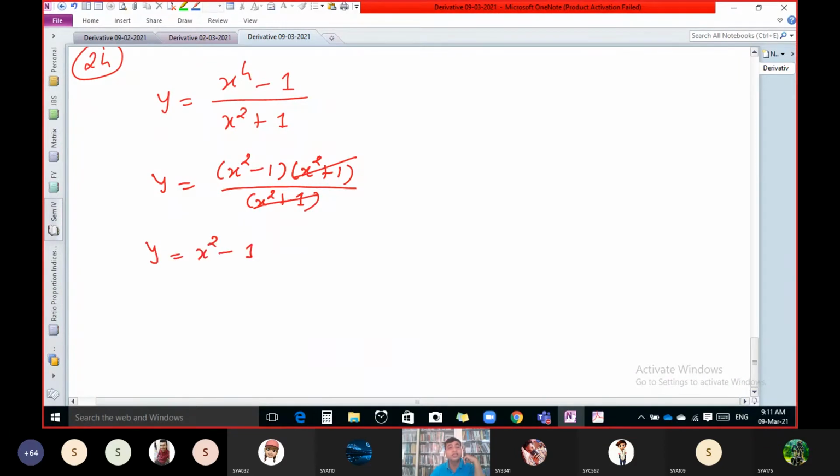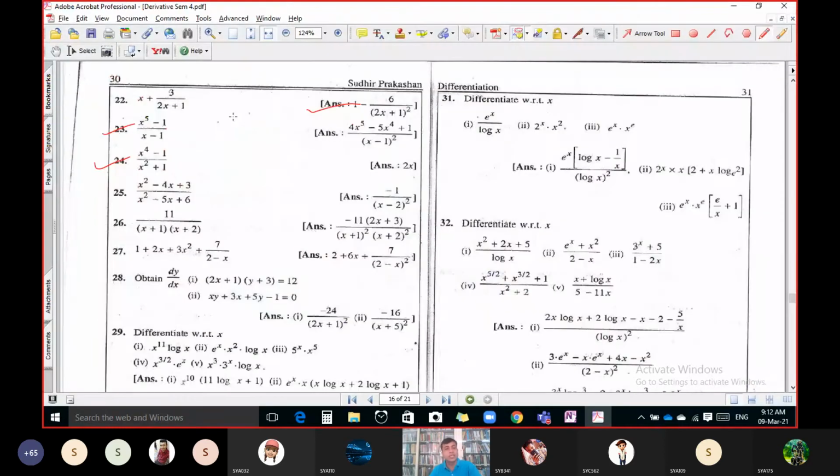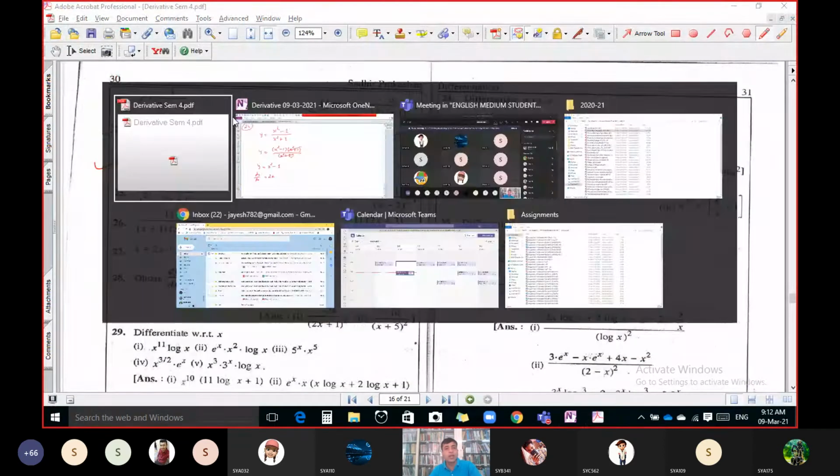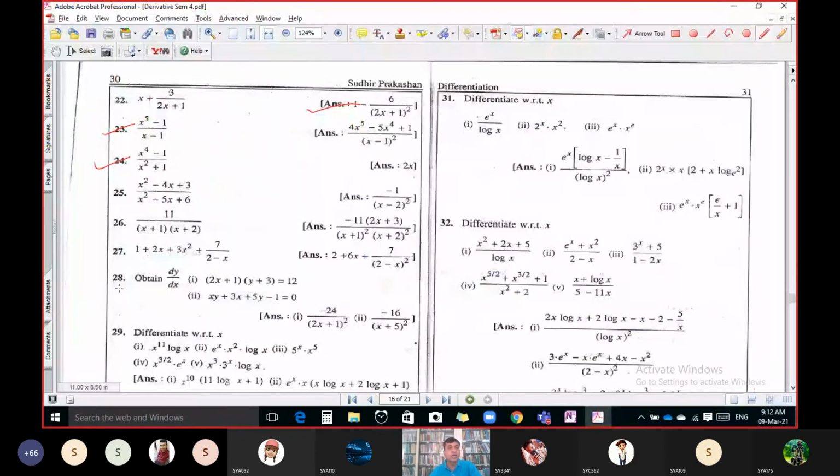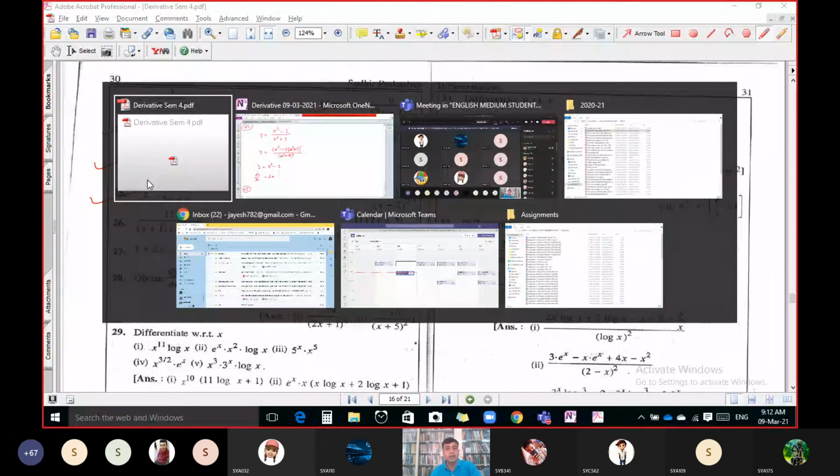So we get only x square minus 1. And now differentiate, dy by dx. The derivative of x square is 2x and the derivative of 1 is 0. So 2x is the answer. So sometimes direct simplification is better, sometimes direct differentiation is better, and by doing practice you get the idea whether simplification is better for the given question or direct differentiation. Question number 25.